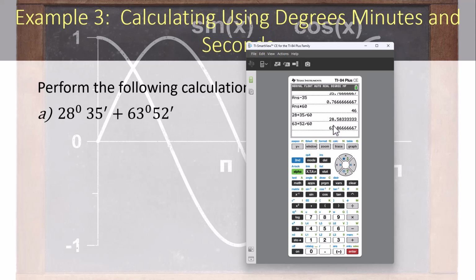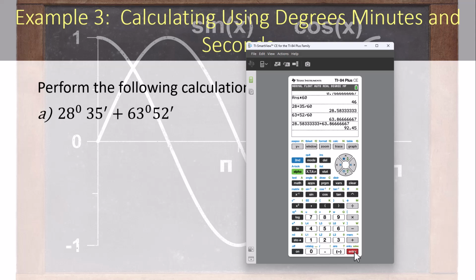I would encourage you to use the history on your calculator. What you don't want to do is write down a truncated version of these numbers, because if you do, you're going to have precision problems and you will most likely get the wrong answer. So highlight this value right here. That's the decimal value for 28 degrees, 35 minutes. Hit enter. Plus, highlight this value. Hit enter. Hit enter again. That is our answer in decimal degrees.